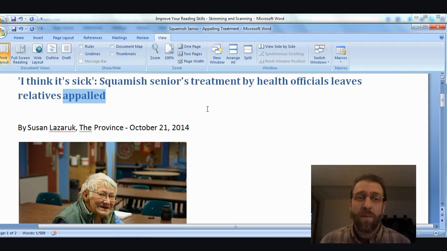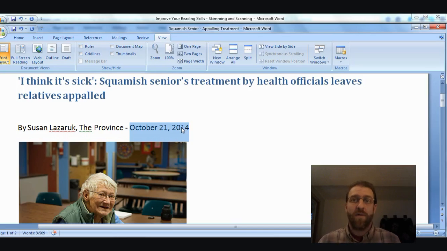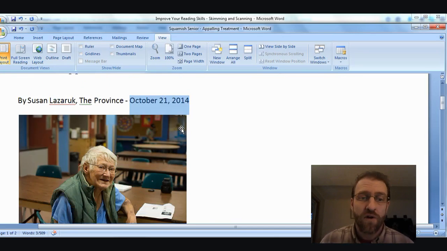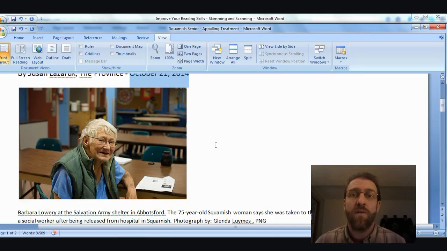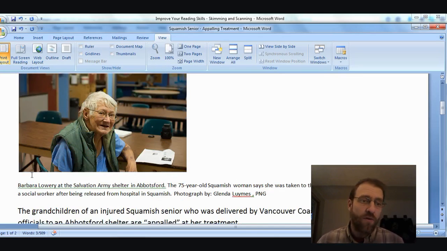Now, as we look down the page, things to look for is the author, in this case Susan Lazarick, the newspaper is the Province, and here is the date of this article. Pictures are great. The pictures can give you a lot of information, and here is the senior herself. If we just look quickly through the caption underneath, we'll see here Barbara Lowry, that must be her name.